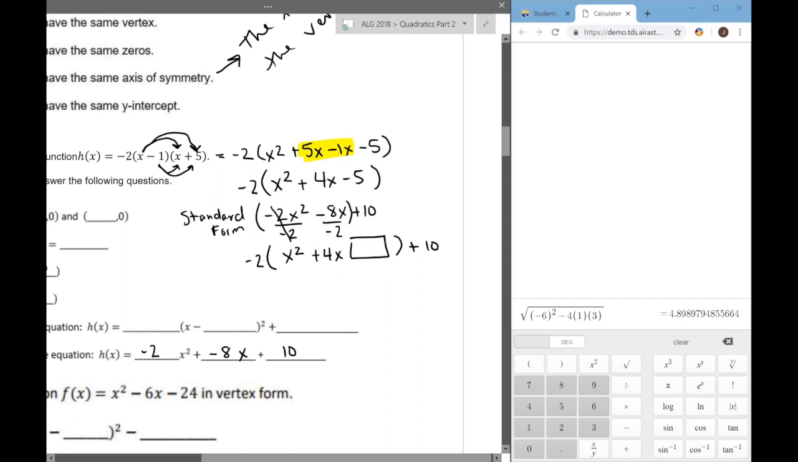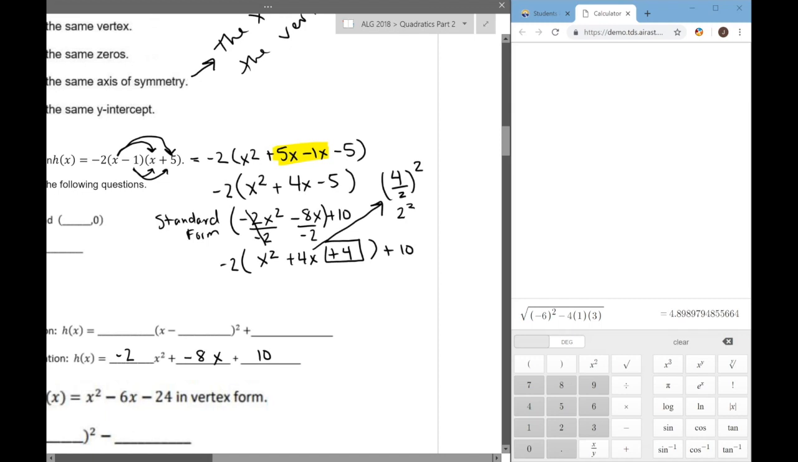Next thing you're going to do is figure out what goes in this box. So you take that b value, divide that b value by 2, and square that number. 4 divided by 2 is 2. 2 squared is 4. So this is going to be plus 4. Now if you add here, you're actually going to subtract. You're going to do the opposite here. So it's going to be minus 4. But it's going to be minus 4 times the negative 2.